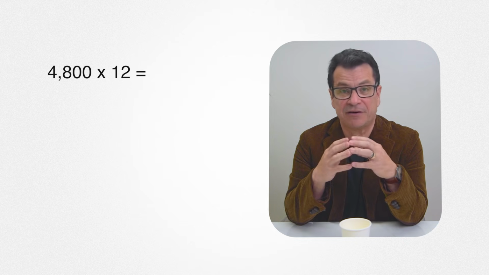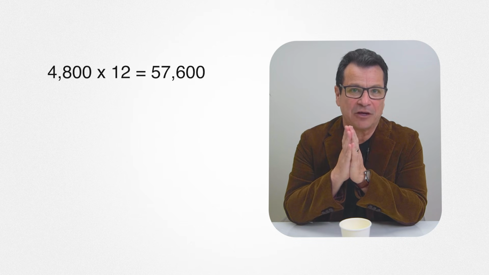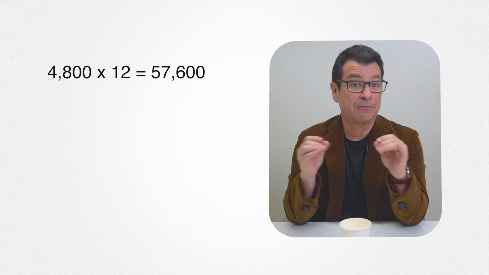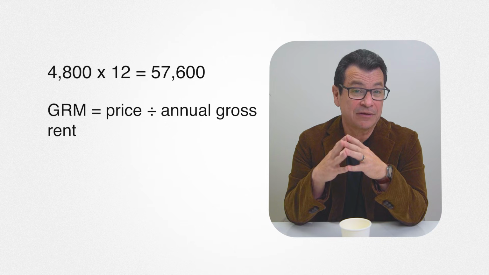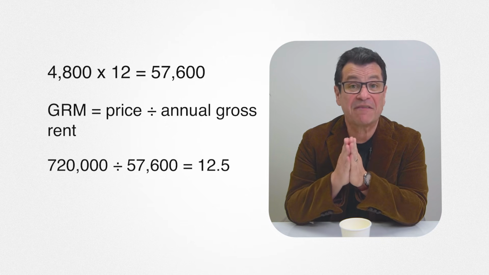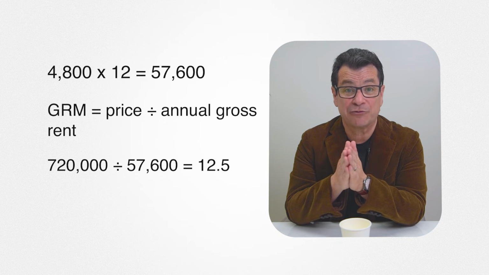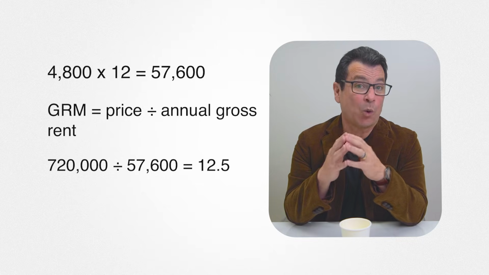So, you got $4,800 times 12 because there's 12 months in the year. That's $57,600. Now, the GRM is price divided by annual gross rent. So, $720,000 divided by $57,600, which equals 12.5. The GRM is a quick price to rent ratio. It uses gross rent, not NOI. The big trap is forgetting to annualize the rent first. Don't forget that.